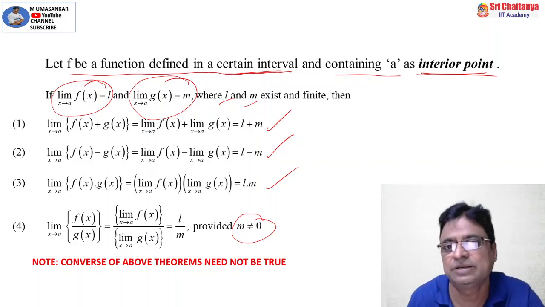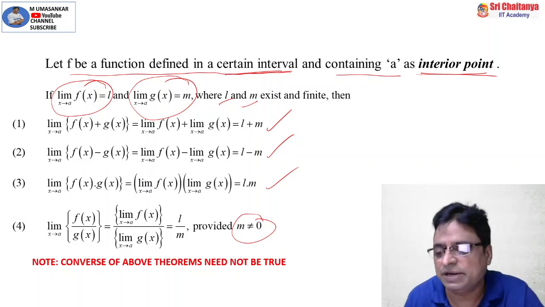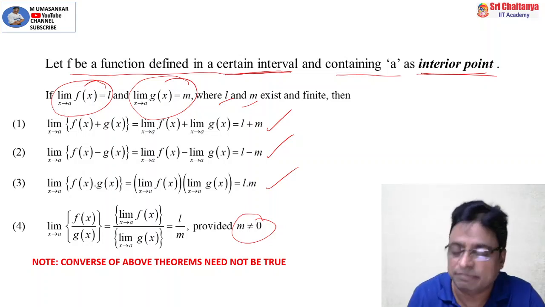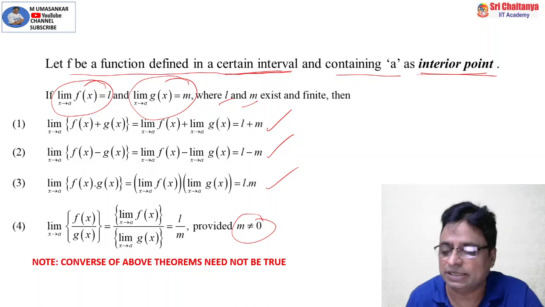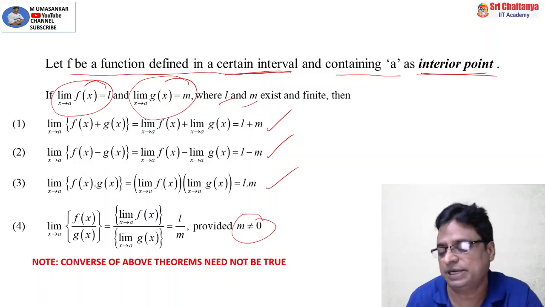My question is, there are some functions for which the limit need not exist, but some of their combinations' limits may or may not exist. Similarly, though the limit of the individual functions need not exist, the limit of the difference of those functions will exist at some particular point.